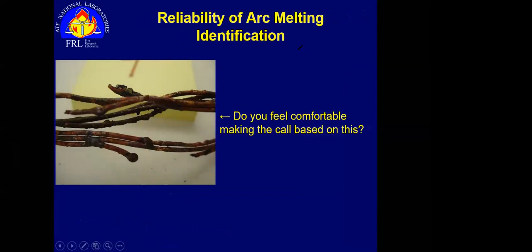Clear all. We'll get rid of that line. All right, so the big thing with the reliability of identification is, again, it's all about practice. At the end of this, you may or may not feel comfortable calling all this damage here, and this is a fully acceptable answer.